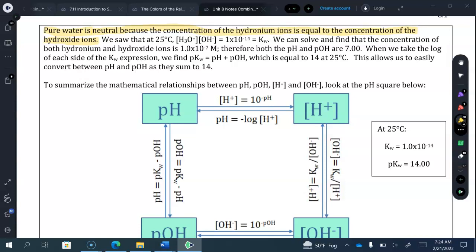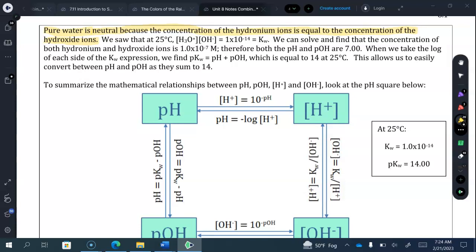We saw that at 25 degrees Celsius, the hydronium ion concentration times the hydroxide ion concentration was equal to 1 times 10 to the negative 14, which was the autoionization constant. We can solve and find that the concentration of both hydronium and hydroxide ions in this case is 1 times 10 to the negative 7 molar.